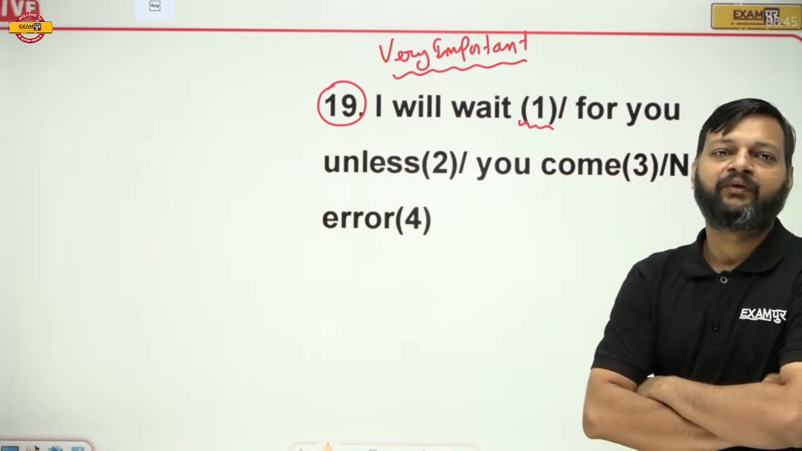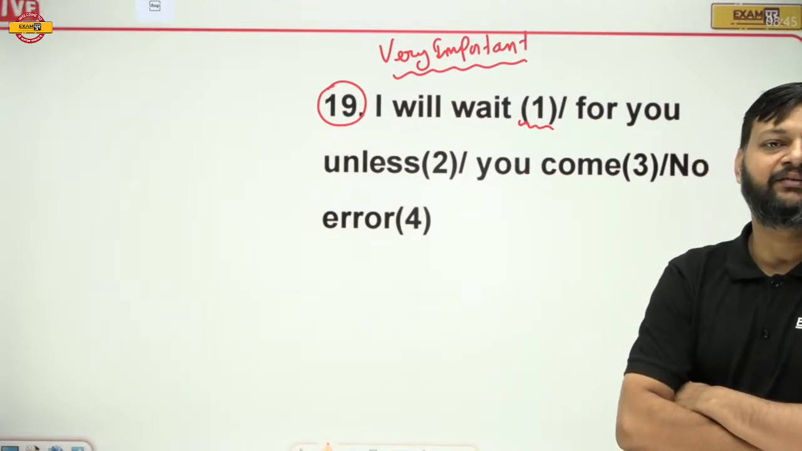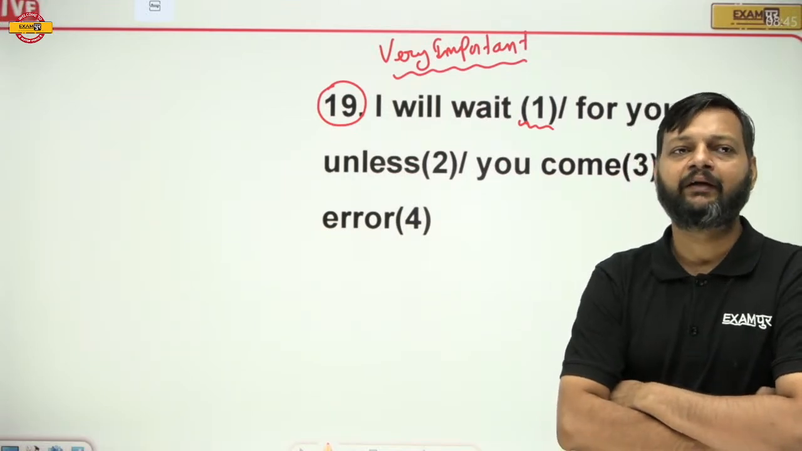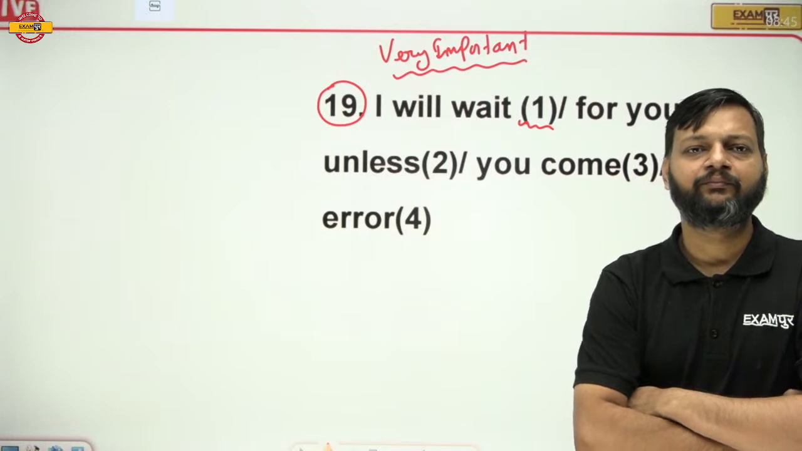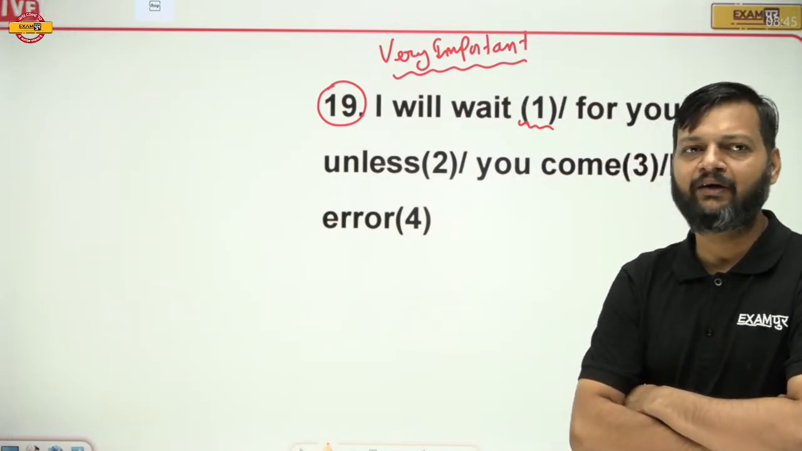Sakshi and Akash said until in place of unless. I want to know what the logic is, what the concept is. Why do you want to change unless into until? I want to know.